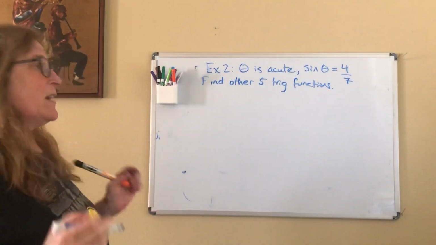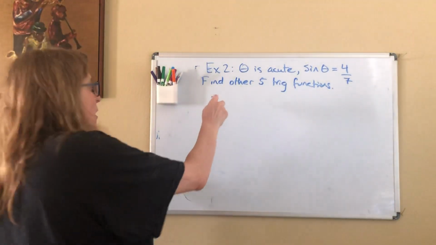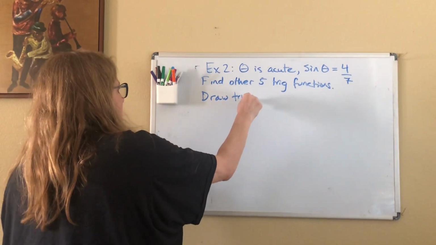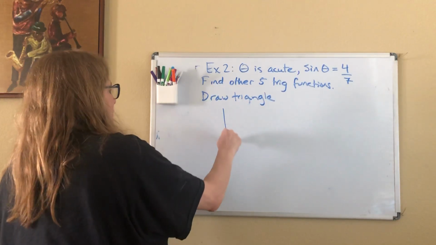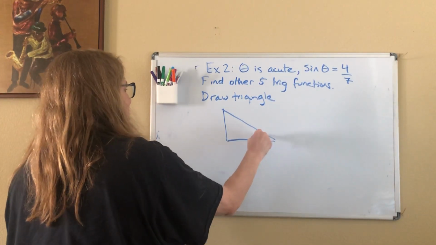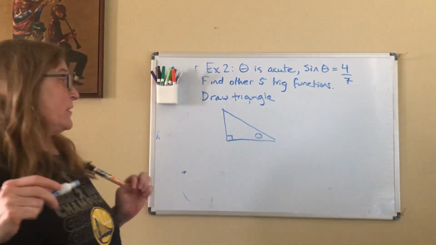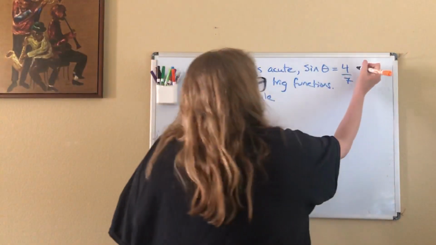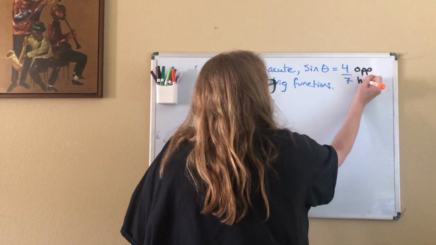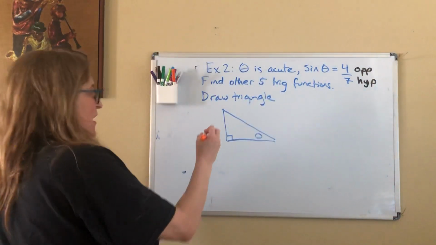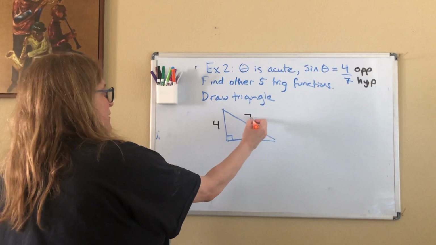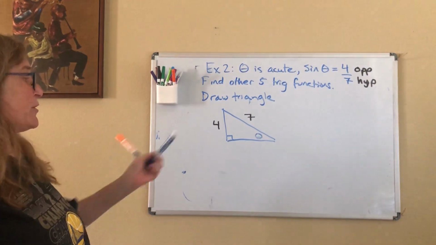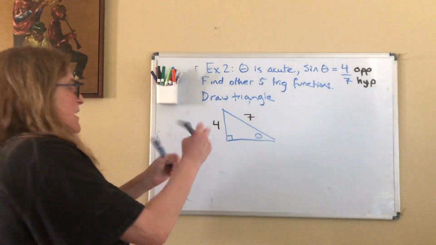Okay, so first thing I want to do, a picture's worth 1,000 words, right? So I want to draw the triangle. And we can decide wherever we want to put theta. Let's vary it up a little bit, and let's make theta this angle this time. So if they're telling me that the sine is 4 over 7, what that means is this is opposite over hypotenuse. So they're saying that the opposite side is 4 and the hypotenuse is 7. So now we have the triangle drawn, but we're still missing this side right here, which we'll call B.